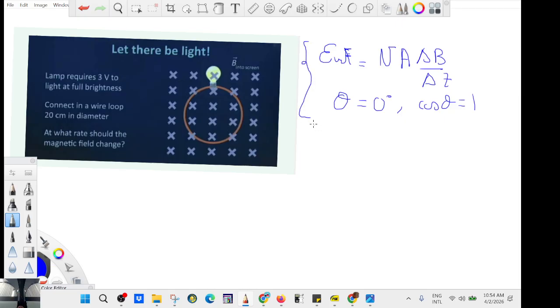Okay? So the induced EMF, you need 3 volts. So you need to induce 3 volts equals number of loops is 1. The area is going to be, diameter is 20, so the radius is 10, so it's going to be 0.1 times pi, times, we want that. That's what we want.